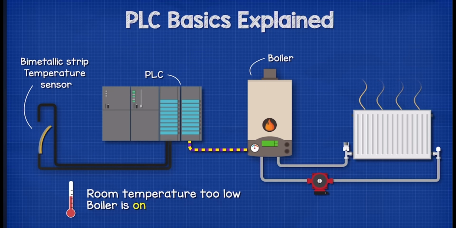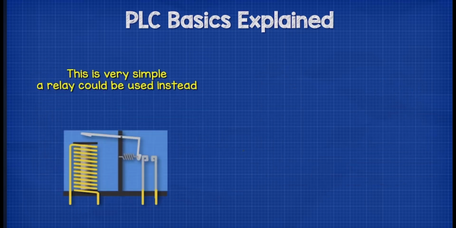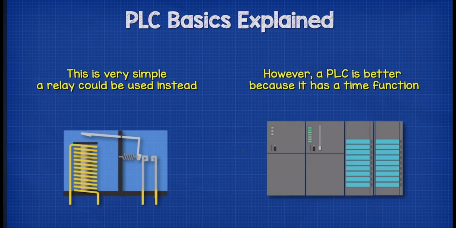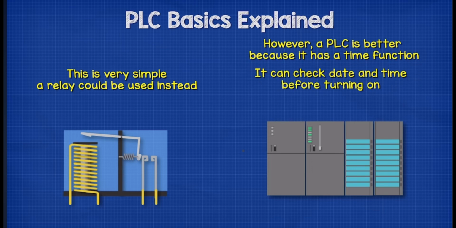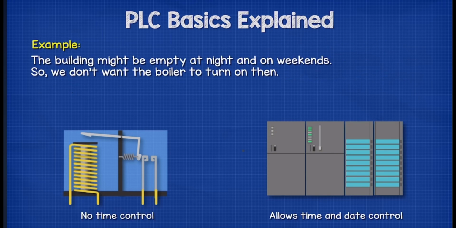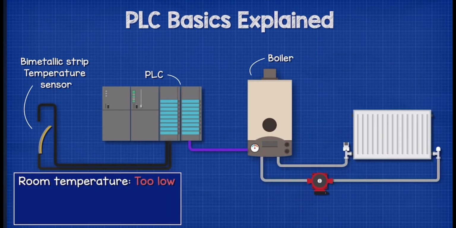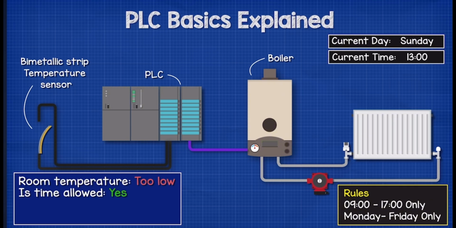This is very simple, and we could use a simple relay to achieve this. However, a PLC is better because it has time functions, so it can check the time before switching the boiler on. For example, the building might be empty at nights and on the weekends, so we don't want the boiler to turn on then. The PLC is told the room is too cold. It checks the time and date to see if it's allowed to turn on, and then, based on this, decides whether to turn the boiler on or leave it off.